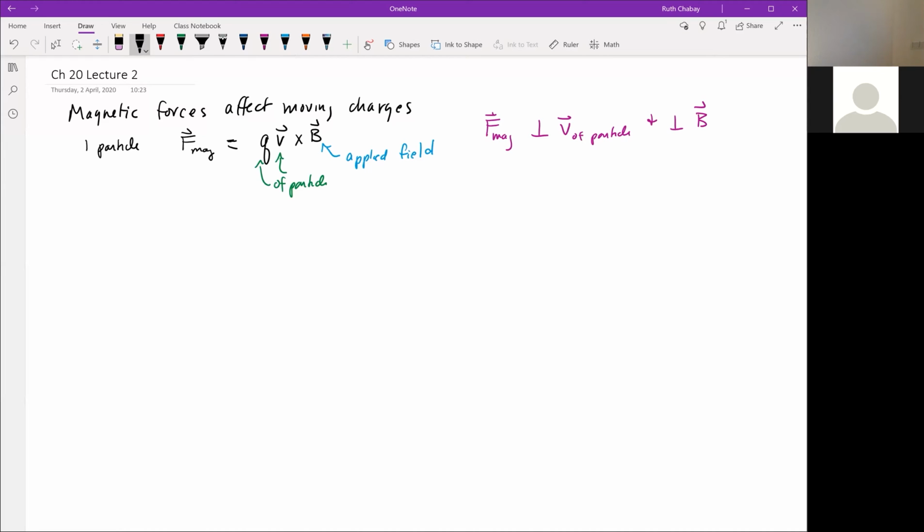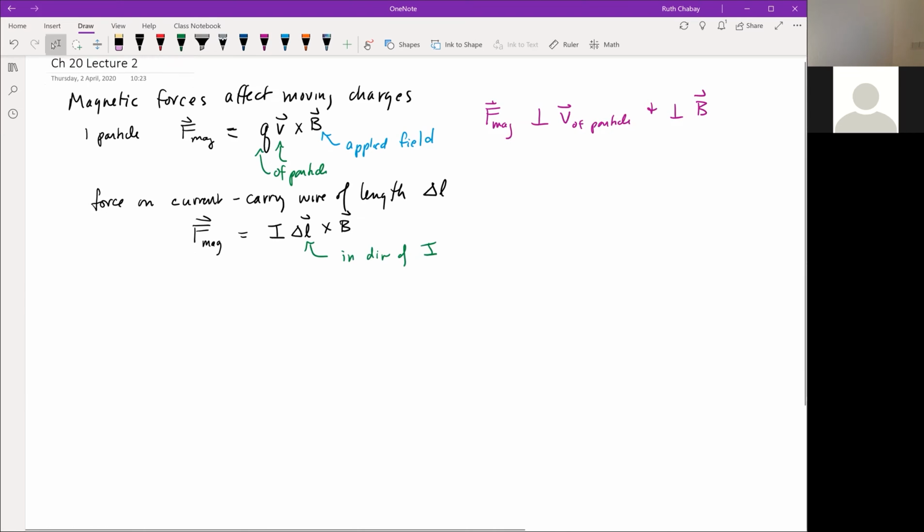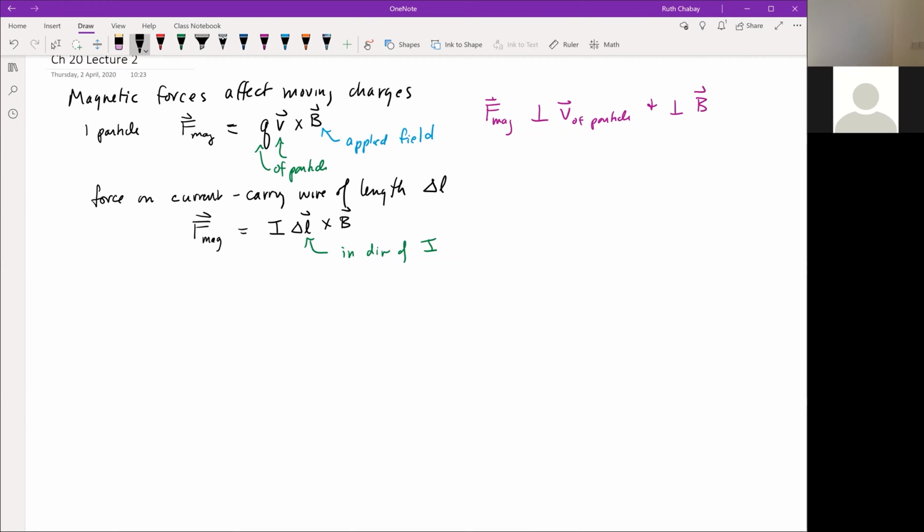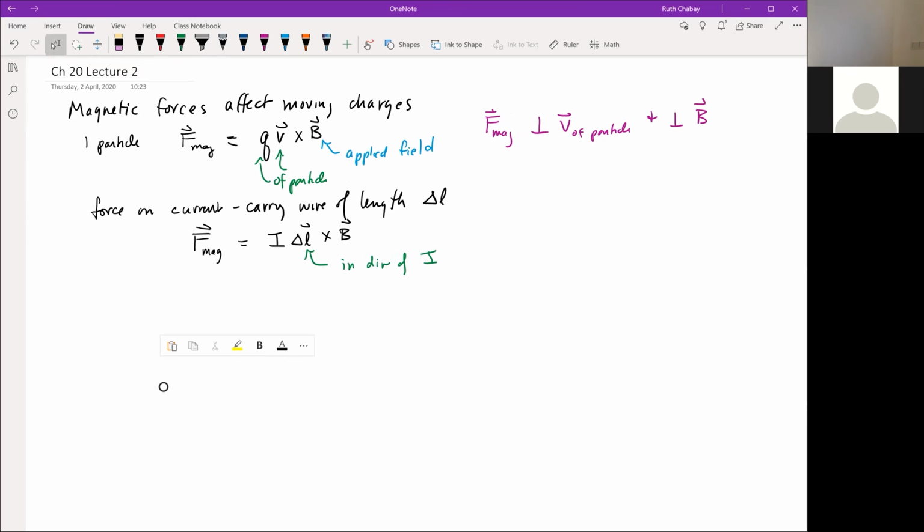We also saw that since there are moving charges in a current carrying wire, the force on a current carrying wire of length delta L was given by the same equation except multiplied by the number of charges in that piece of wire. And that came out to the conventional current I delta L cross B, where delta L is, as usual, a vector in the direction of conventional current. And we looked at various applications of this, and you're exploring applications of this in lab this week.